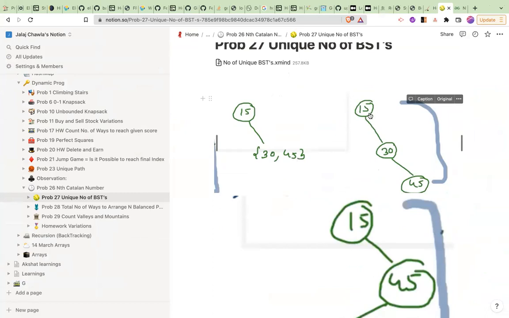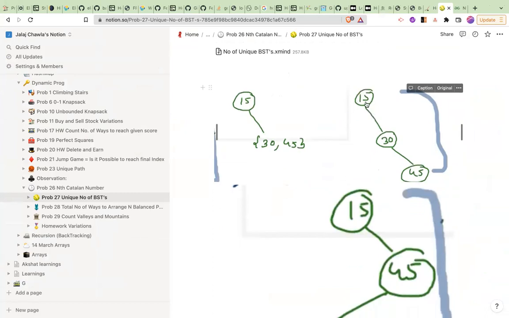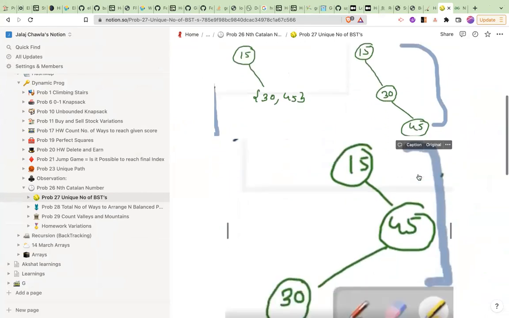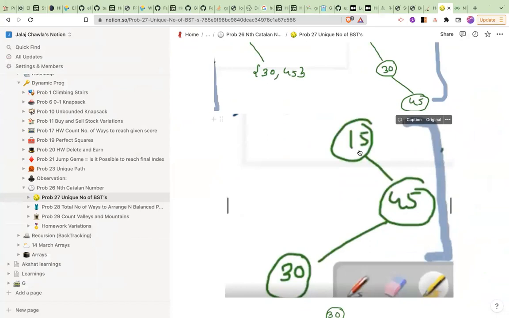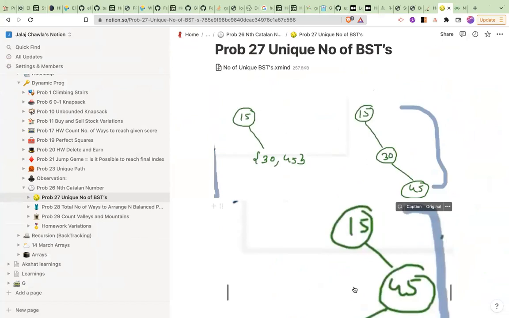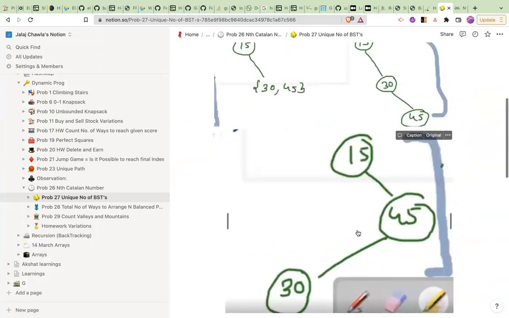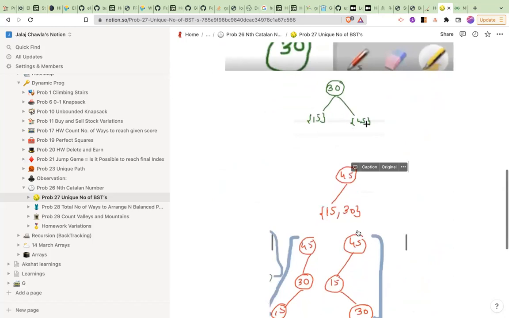After 15 as a root, we can put all the elements like 30, 45 like this, or we can put 15 as a root, and 45 can be first and 30 can be on its left. These are the two ways we can arrange the elements, right? There can be other things as well.